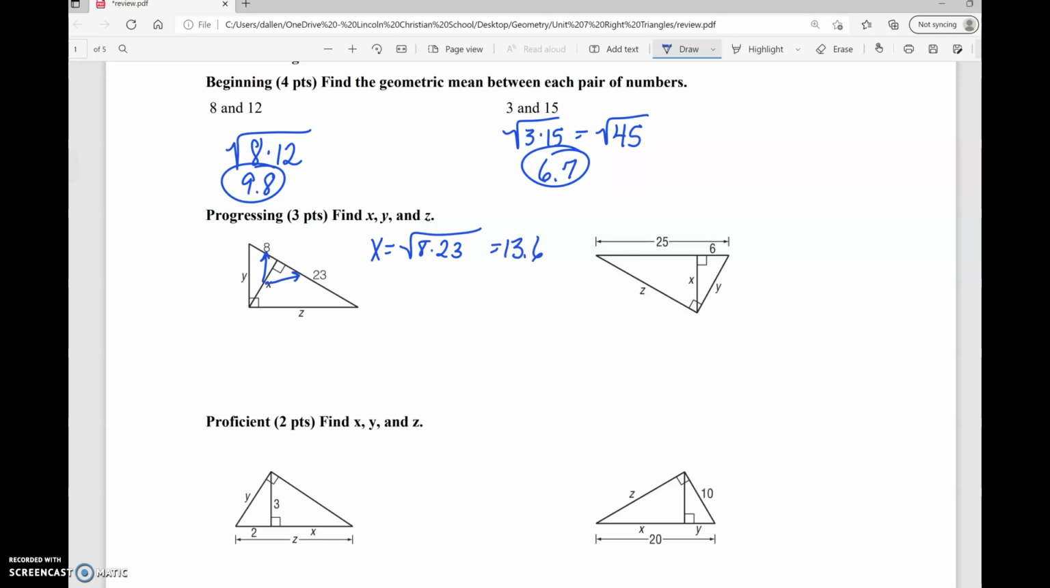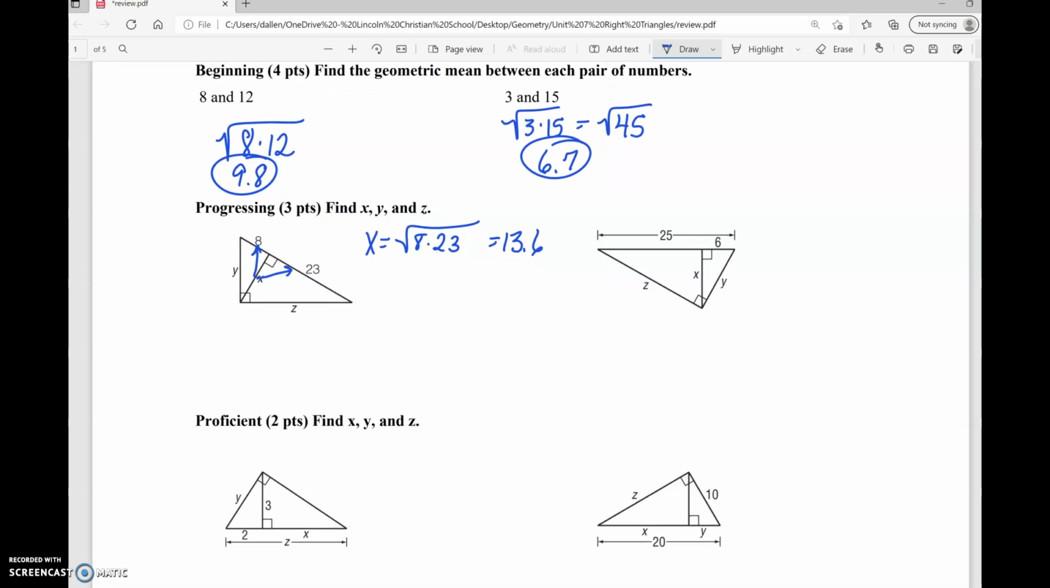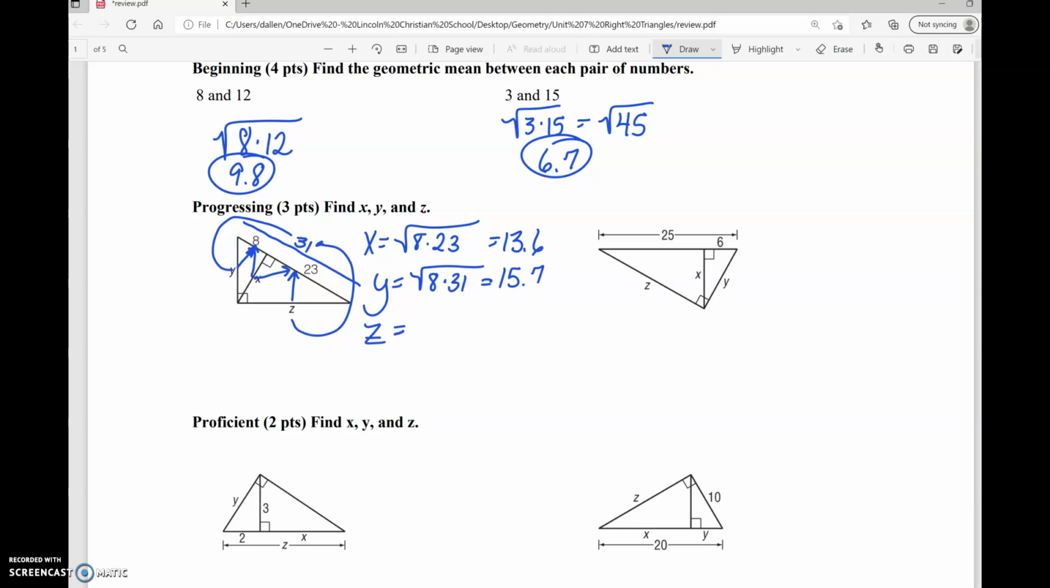And then y is the geometric mean, so the legs are the geometric mean between the side that it is straight from it, and the side around here, so this total side, which is 8 plus 23, which is 31. So y is the geometric mean between 8 and 31. So 15.7. And then z is the geometric mean between 23 and 31, because it is also a leg.